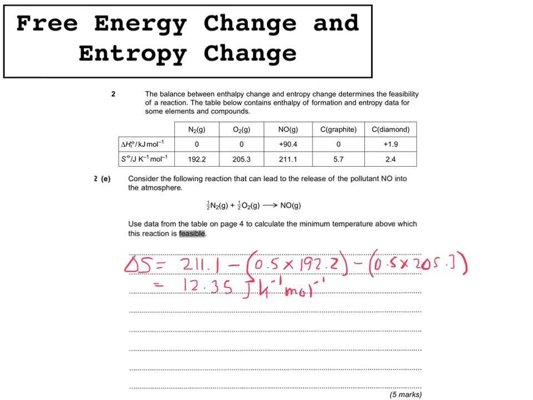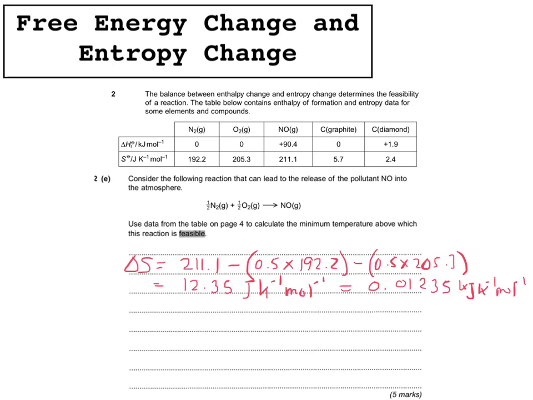Now, what we want to do is convert that into kilojoules per Kelvin per mole, so we need to divide that by 1,000, and that equals 0.01235 kilojoules per Kelvin per mole. The reason we want to do that will become apparent in a bit.